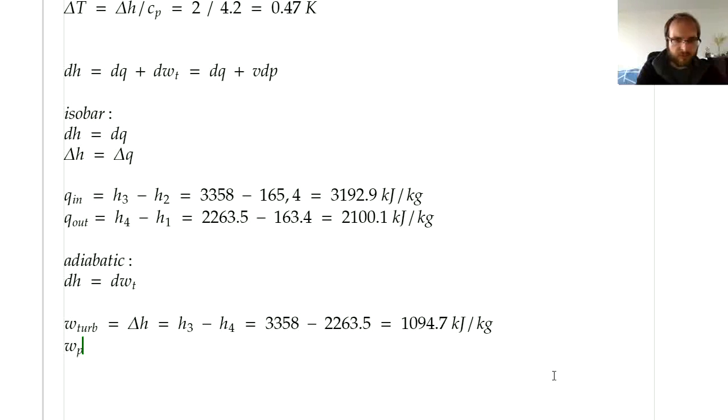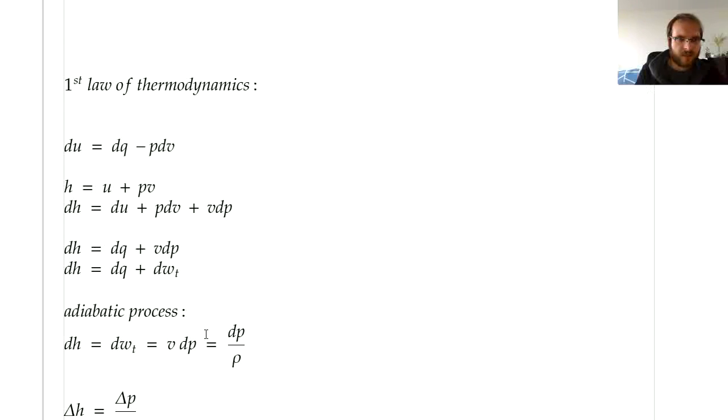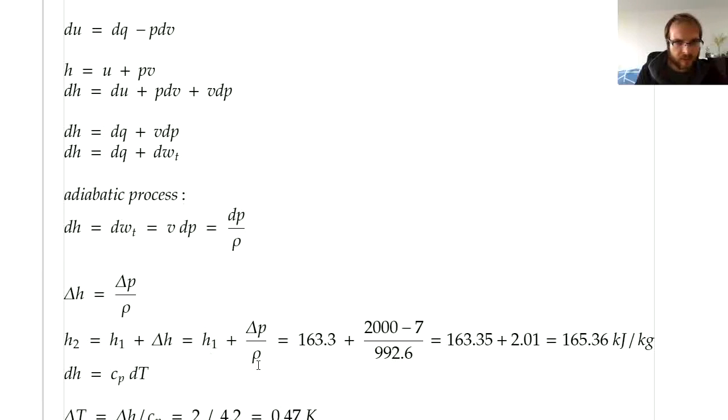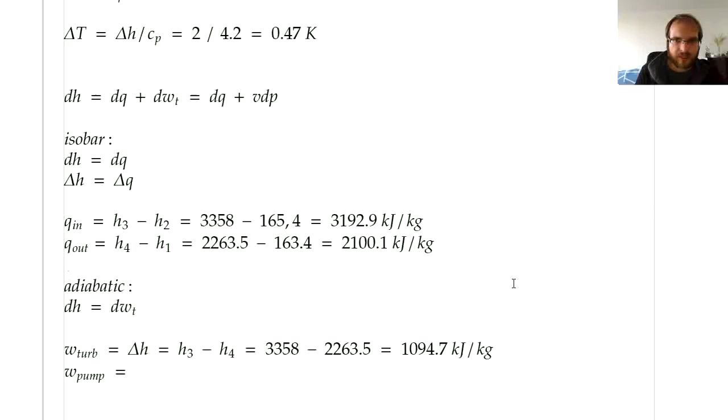And work of the pump, well, again it's a difference in enthalpies, which we already calculated before. And where did we have it? We had it over here, that the work of the incompressible liquid would be change in the pressure divided by density, which was 2.01 kilojoules per kilogram.